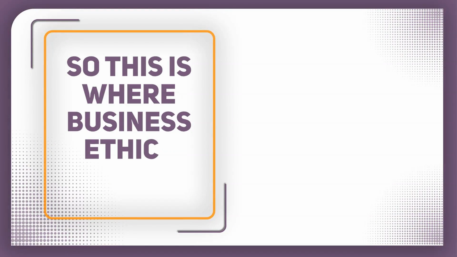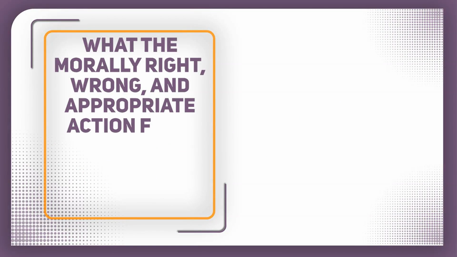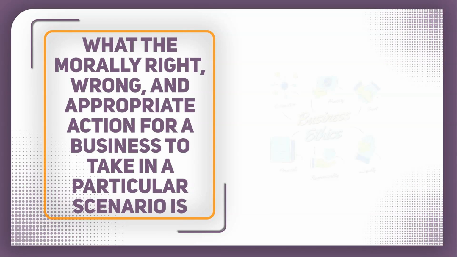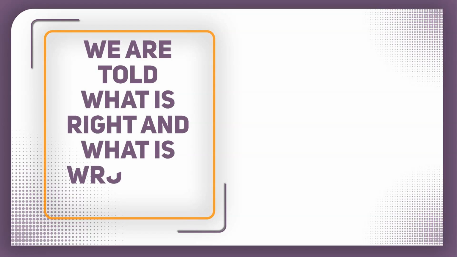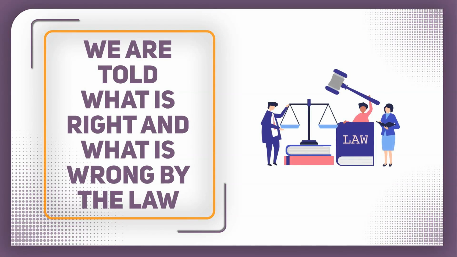So, this is where business ethics comes in. This is when we look at the morally right, wrong, and appropriate action for a business to take in a particular scenario is or even should be. Business ethics is often guided by laws. We are told what is right and what is wrong by the law, and this keeps companies and individuals from engaging in illegal activity such as discrimination and bribery.